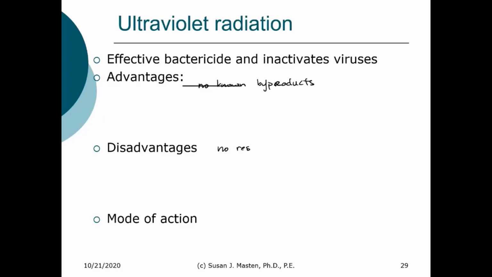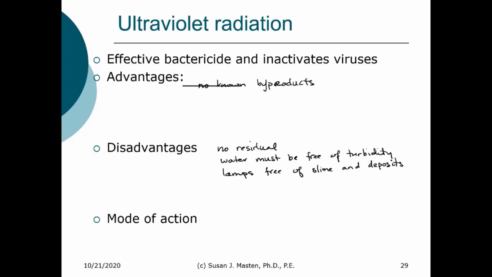Disadvantage, there is no residual. So we still need to think about what we are adding to ensure that we have a residual. The water must be free of turbidity. If you're irradiating water, that light must be able to penetrate through the entire water column. And if you have turbidity, it's going to block. Those particles will block the light penetration.